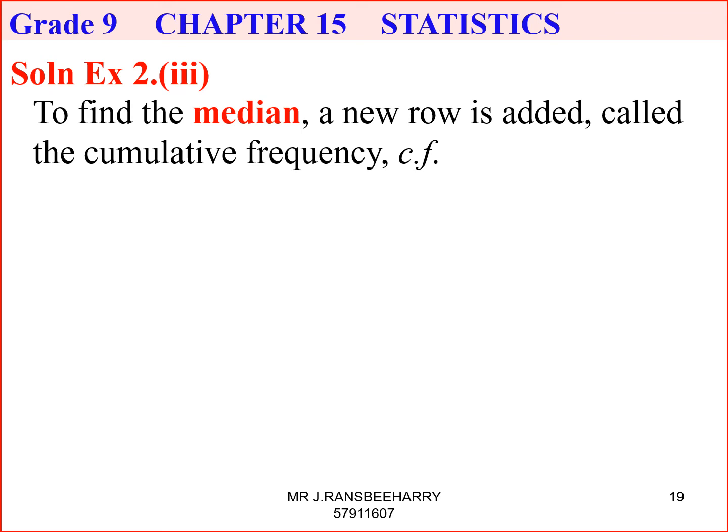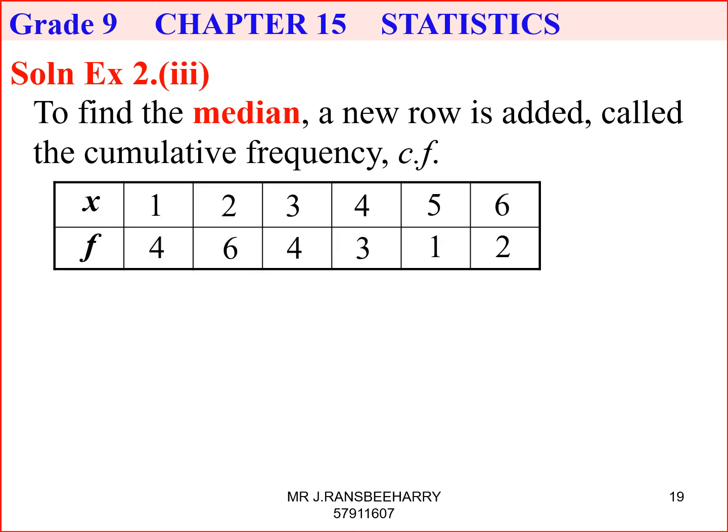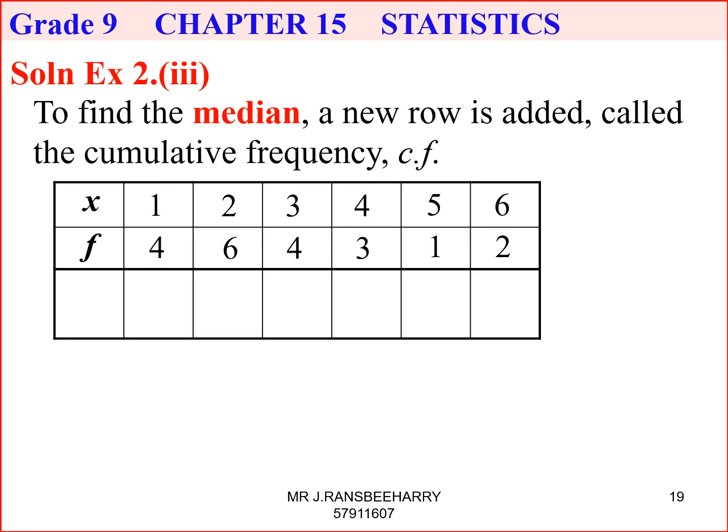Now to find the median, a new row is added called the cumulative frequency. Cumulative frequency gives us the rank. So 1 stops at the 4th number, because we have 4 times number 1.